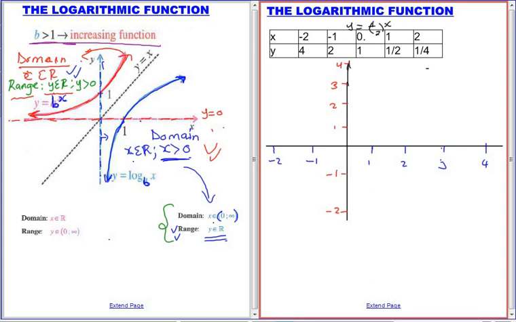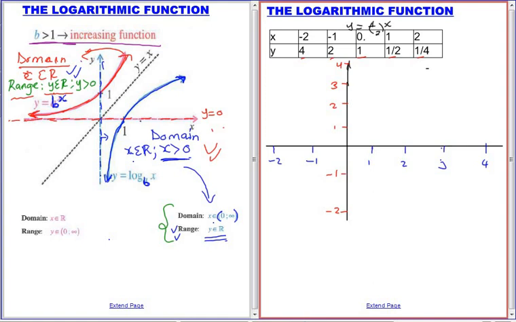So if you substitute -2 in that equation, you will be sure to get 4. And if you substitute -1, you get 2. 1/2 to the power -1 will be 2. 1/2 to the power 0, you get 1. And 1/2 to the power 1, it will be 1/2, and 1/2 squared will be 1/4. So that's how you get those y values that are there.